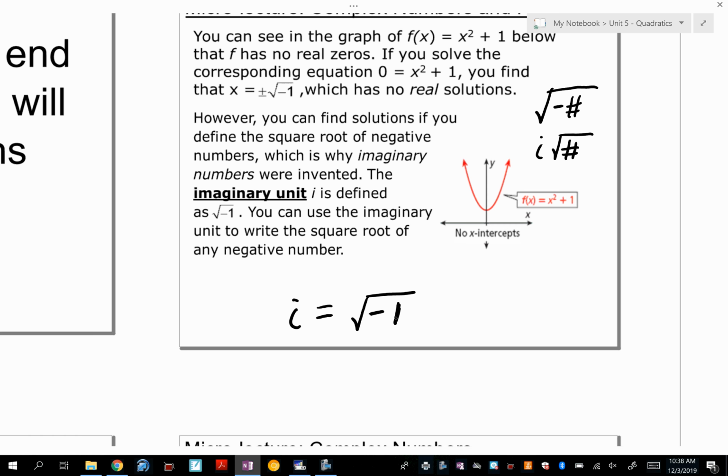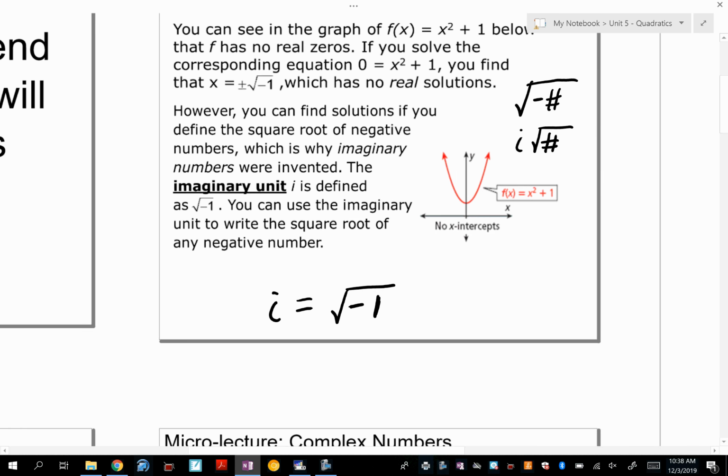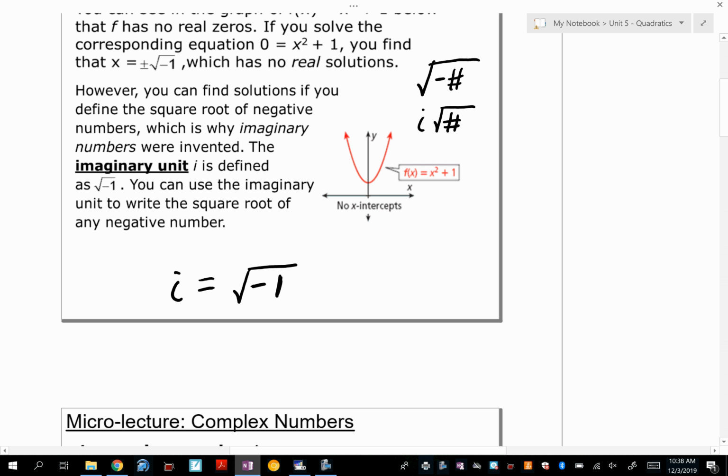So the letter I is the same as the square root of negative 1. Could it be like any number? No, that's what I means. So let me do another example that I think will help your brain, Daniel. Let me do a different number than negative 1 and show you what I mean.